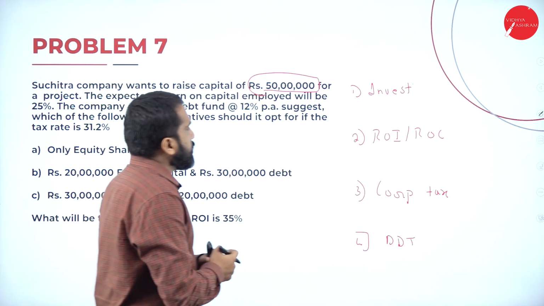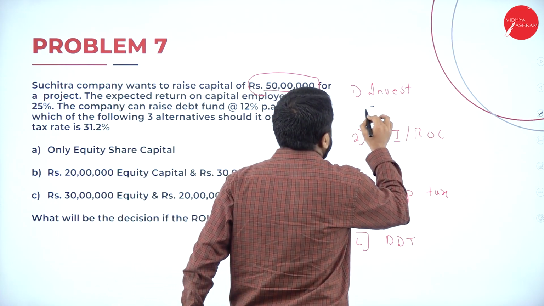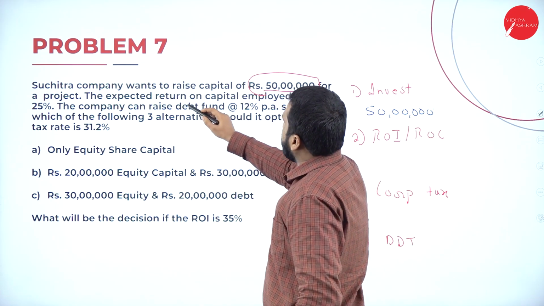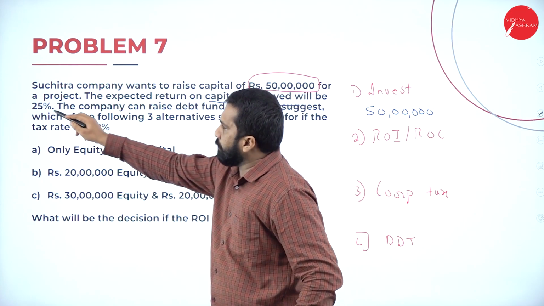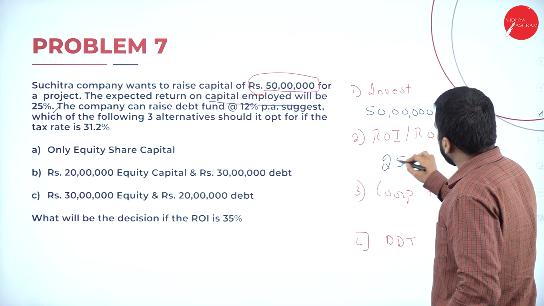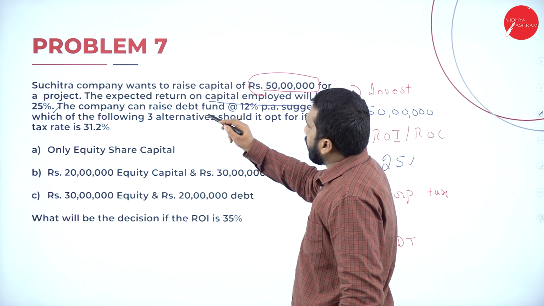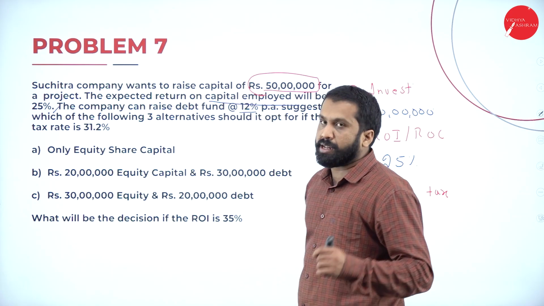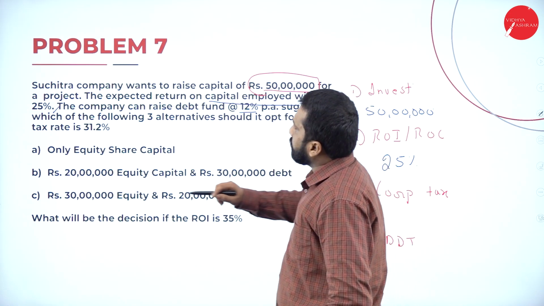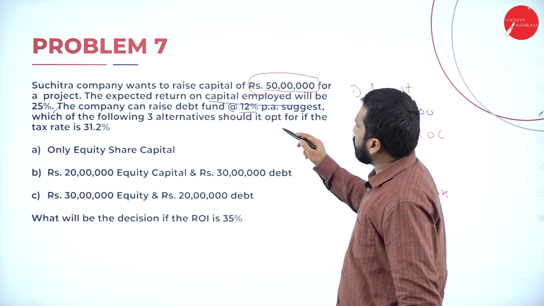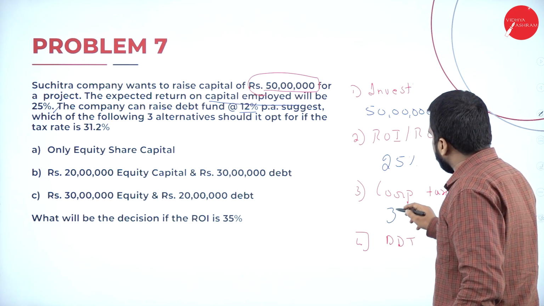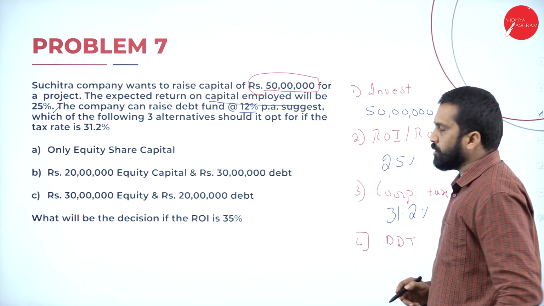In this, first, your investment: we got investment of 50 lakh. Return on investment, return on capital employed, will be 25%. We are going to do the problem on 25%. Then the company can raise debt at 12%. Your debenture interest is 12%. Suggest which of the following 3 alternatives it should opt for if the tax rate is 31.2%. What is the tax rate? 31.2% is your tax rate.